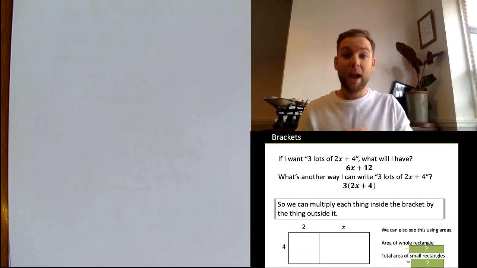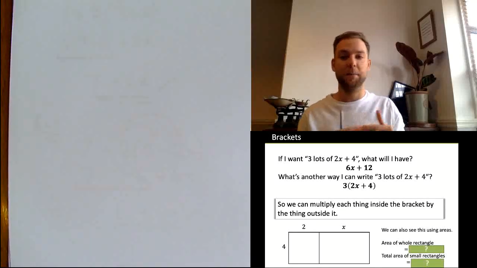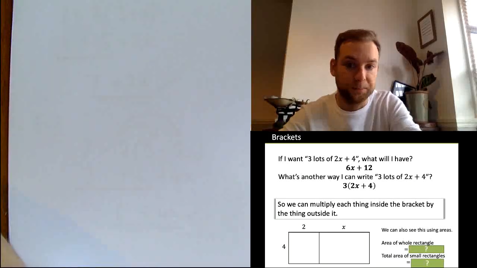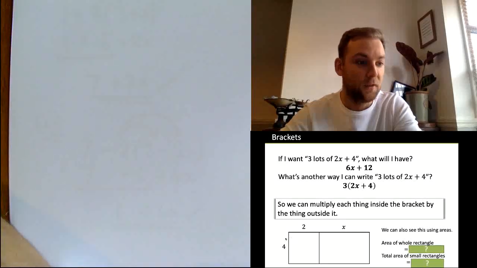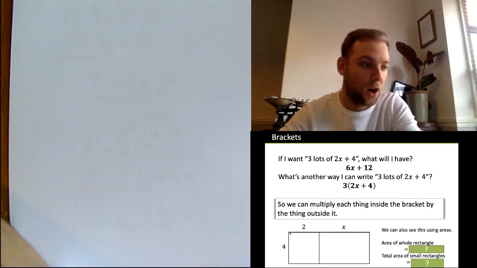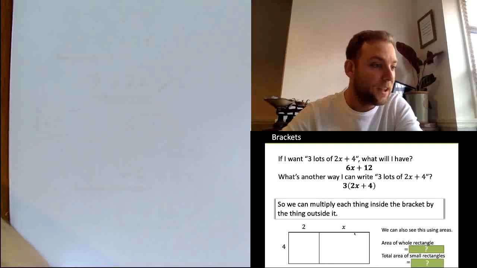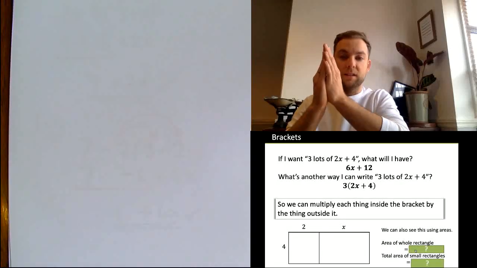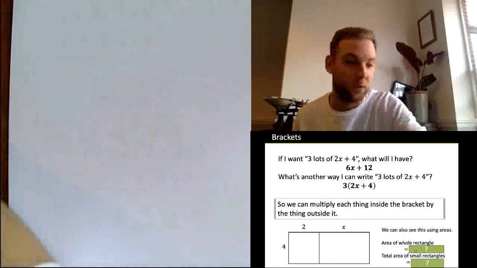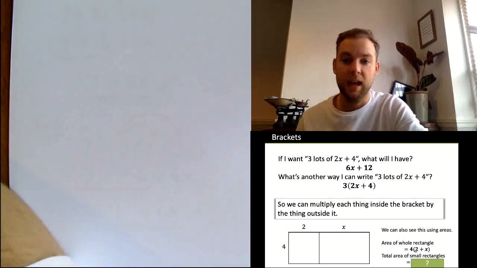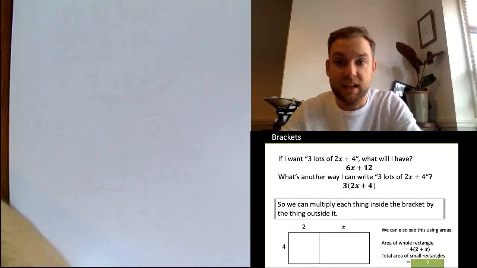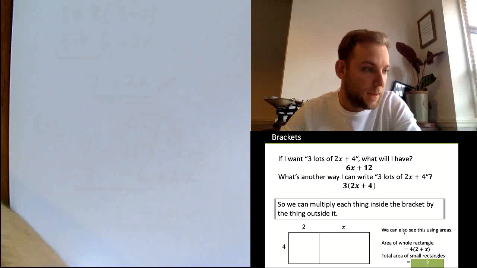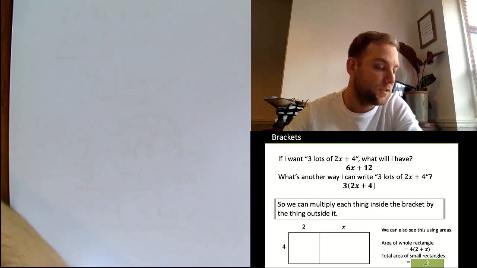So, the way you might want to think about this is if you're thinking about the area of something. So here, if I have a look at this one, what I've got is 4 times by, or 4 lots of 2x. So if I'm thinking about the area of the whole rectangle, that's going to be 4 bracket 2 plus x. If I'm thinking about the individual areas, it's going to be 4 times by 2, which is 8, and 4 times by the x, which is 4x, like so.